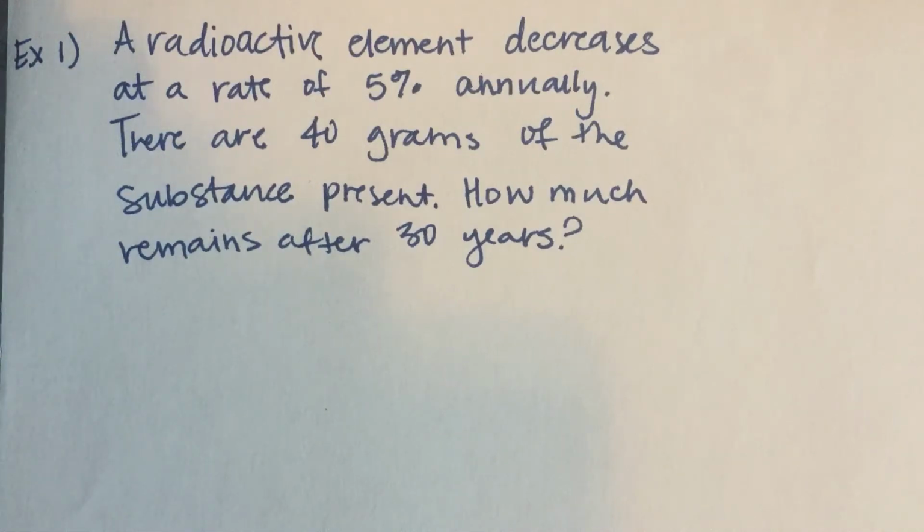Okay, so when we are handed a word problem similar to this one, we first need to read it. And so the first thing that I'm going to do is look and see what kind of problem it is that we're dealing with. So this tells me that a radioactive element decreases at a rate of 5% annually. There are 40 grams of the substance present, and then it wants to know how much remains after 30 years. And so I know that since we're dealing with exponential growth and decay, I have two options about what kind of problem this could be.